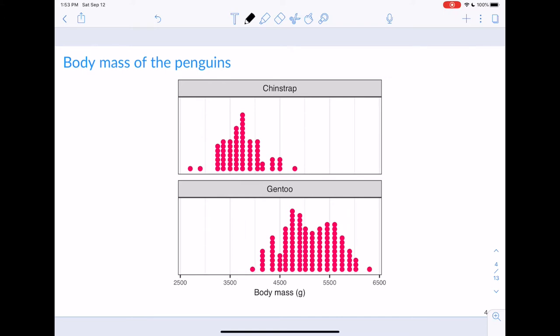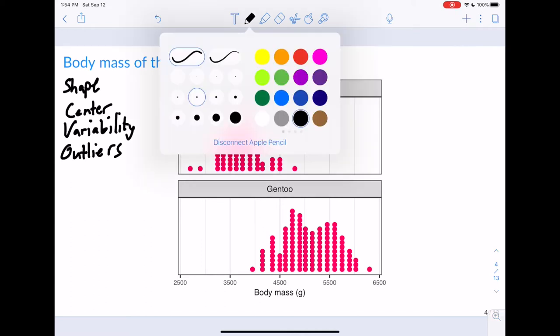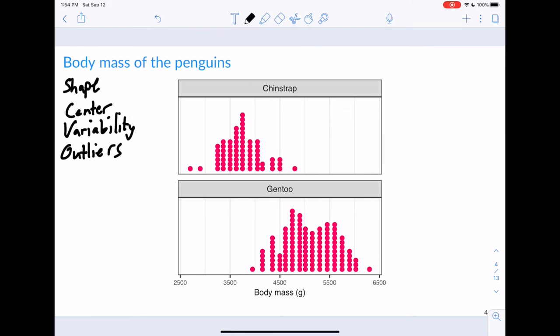Whenever we look at a plot, we have a few different things we want to look at. We want to look at the shape. We want to look at the center. We want to look at variability. And we want to look at outliers. We covered shape, center, and outliers last time, and so today we'll talk about variability. But whenever we look at a plot, whether it's a histogram or a dot plot, we always want to look for these four key things.